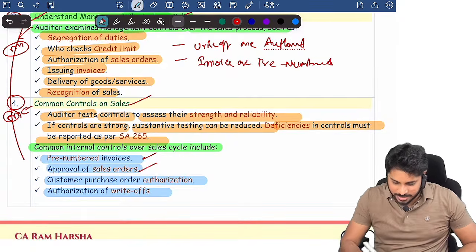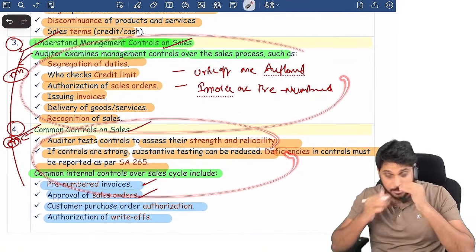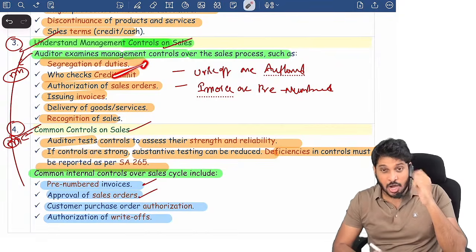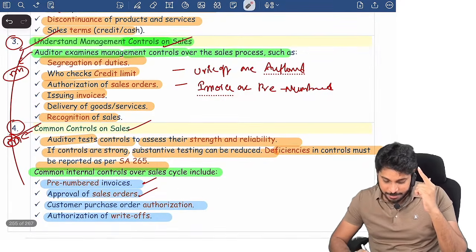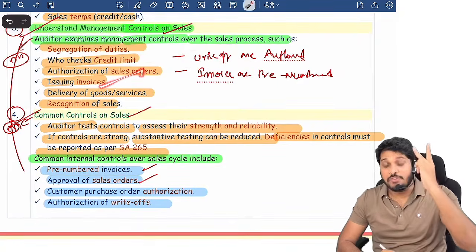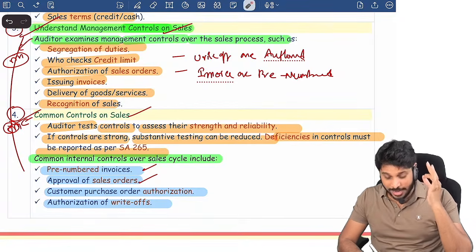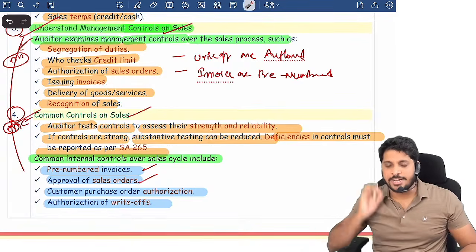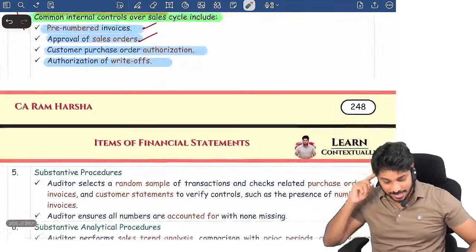Whether they ask the common control point on sales or management's understanding of controls over sales, both are the same. Segregation of duty must be there. Who checks the credit limit? Are invoices pre-numbered, yes or no? Are write-offs authorized? Issuing of invoices, delivery of goods, recognition of sale. You need to check these controls. Why? If the controls are strong, you can reduce substantive testing. If you identify any deficiencies, you should report them to top management as per SA 265. So that's it regarding sales.